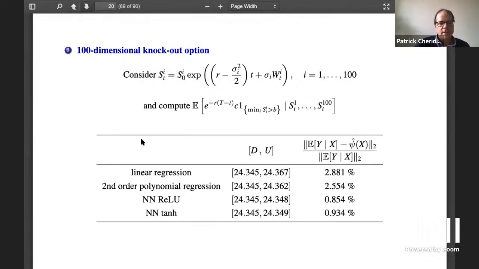And so let's see how that works here. The linear regression is not doing so badly. It is able to approximate this with a relative error of 2.8%. The second-order polynomial regression is a bit better, but not much better. And again, the two neural networks, if they're chosen correctly and trained appropriately, also give good results here in 100 dimensions.